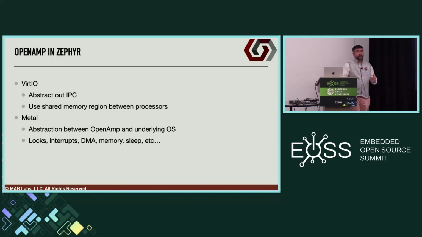Two more implementations of these overall mechanisms: one is virtio, which abstracts out the interprocess communication, and again, it uses the shared memory region between the processors. And then we have libmetal, which is essentially the abstraction of the underlying OS primitives that OpenAMP uses to ensure that all of the communication between your different processors is efficient, and not inefficiently implemented.